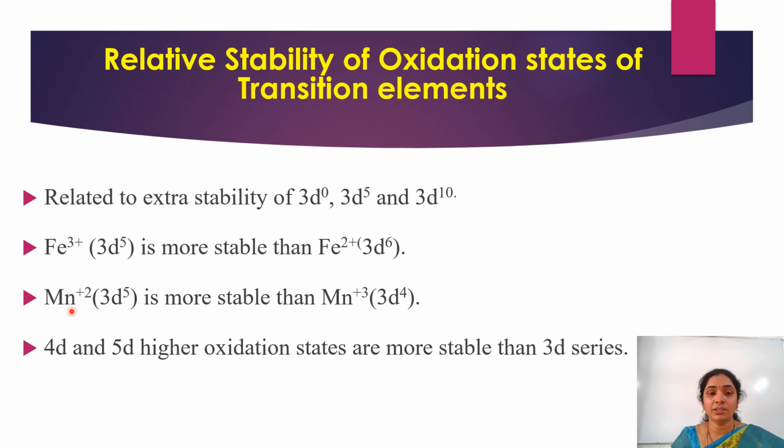One more example, if you take manganese in the +2 and +3 oxidation state, in +2 manganese has the electronic configuration 3d5, and in +3 oxidation state it is 3d4. The 3d5 is a half-filled condition. That's why the +2 oxidation state is stable for manganese. And if you see the 4d and 5d series, the higher oxidation states will be more stable than in the 3d series. What is the higher oxidation state shown by 4d and 5d? It is +8, which we have discussed in the earlier slide.